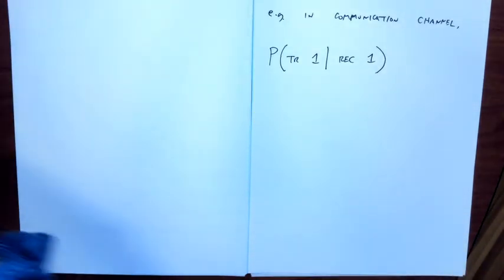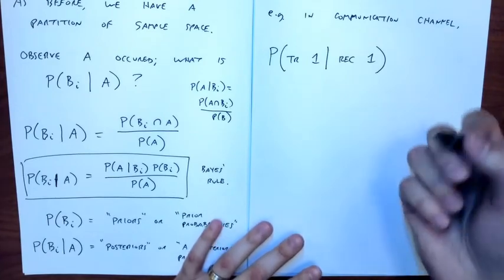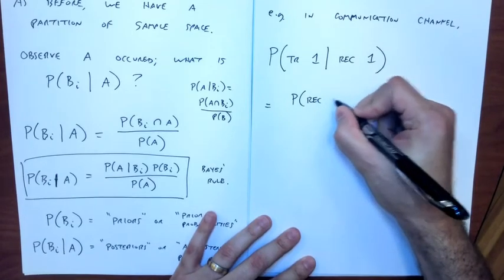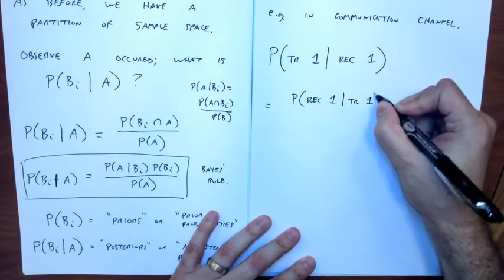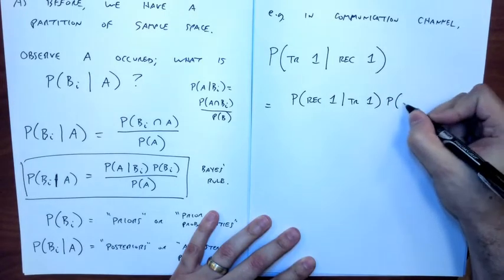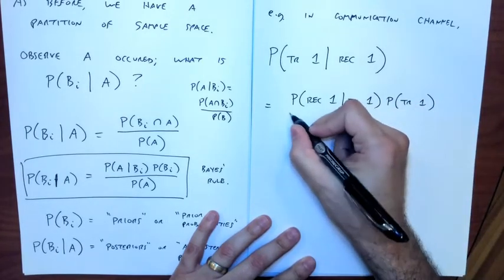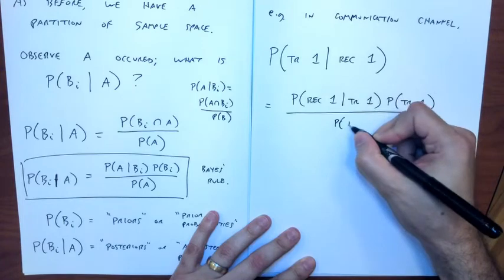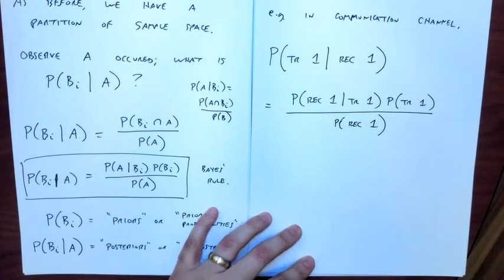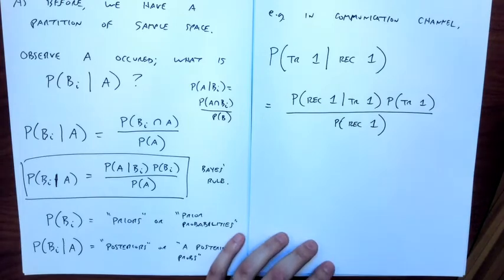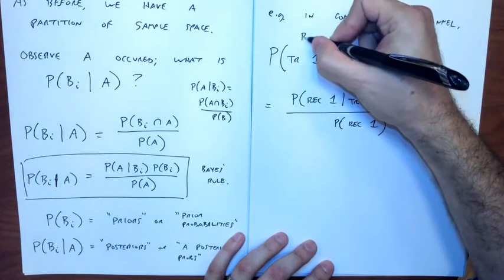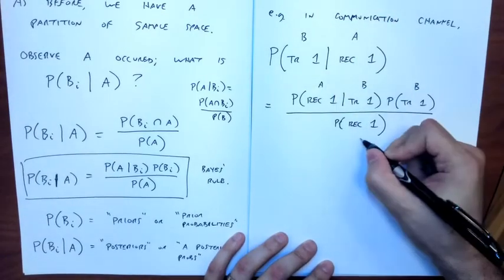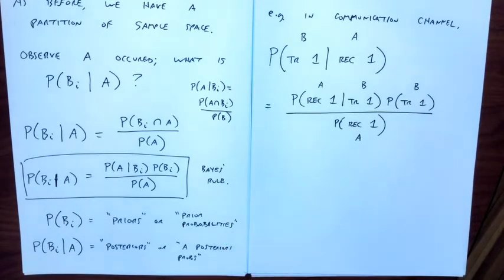So let's look at how Bayes' rule applies to this, okay? Well, this is like saying I look at the probability that I received a 1 given that I transmitted a 1, times the probability that I transmitted a 1, over the probability that I received a 1. Okay, that's what this is telling me. Again, let me make it a little bit clearer that this is my B and this is my A, right? So then I flip it around to make sure it's clear what's B and what's A in each of these events, okay?